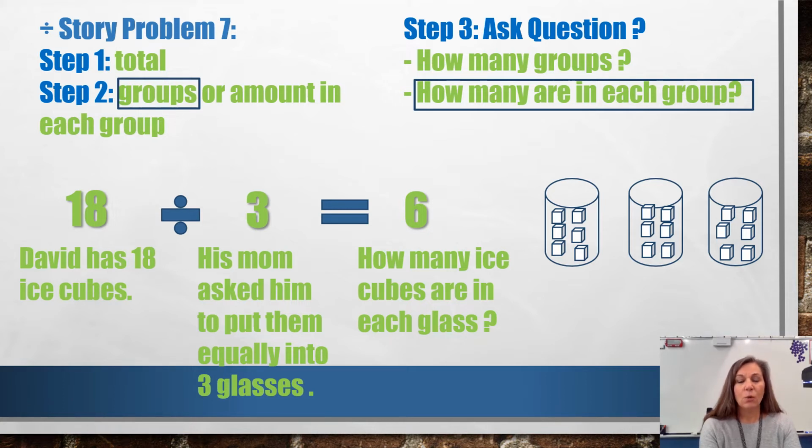So again, we took our total number of objects and we shared them equally into the groups. So we are dividing. Now, of course, you can always check your division by using multiplication. So we know that taking those 3 groups with 6 in each group, if we add 6 plus 6 plus 6, that's going to give us our total, which is what we started with, 18.